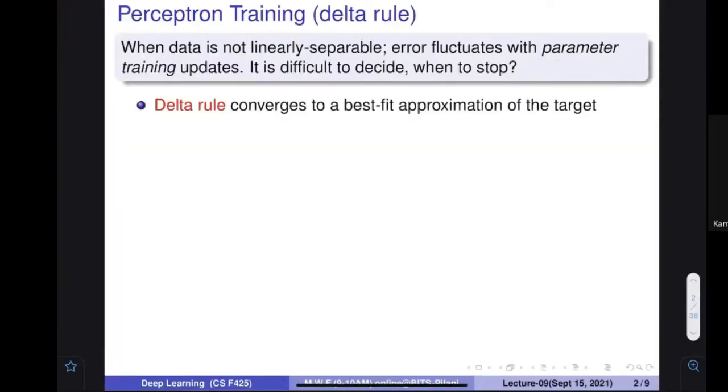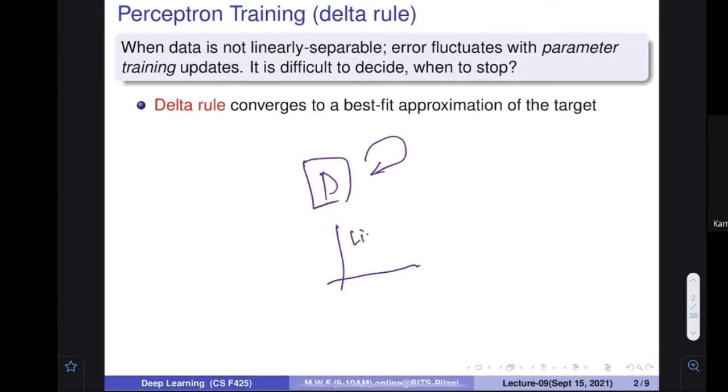So let us talk about what we were doing in the last class. The perceptron training rule that we saw in the previous classes was such that if you have a database and you start training on it, our first assumption was that our data was linearly separable. We were assuming that my data is linearly separable.